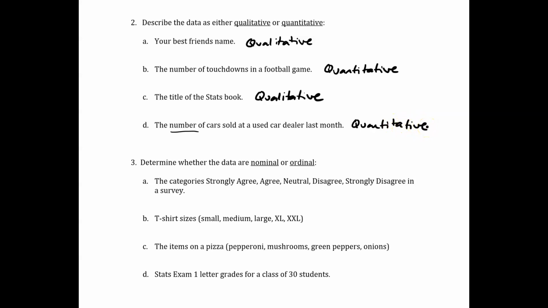Number 3, determine whether the data are nominal or ordinal. So that means now we're just looking at some qualitative variables. So the categories here are strongly agree, neutral, disagree, or strongly disagree in a survey. Now, there's definitely a sense of order to these because when somebody says neutral, we're kind of putting that in perspective with what the other possibilities are when answering that survey. And so this would be ordinal.